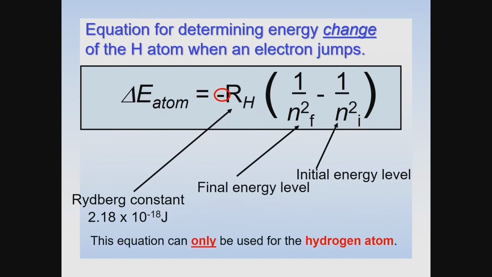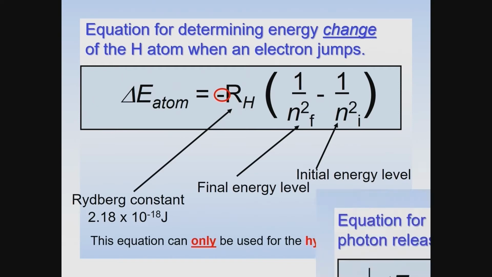You really can only use this equation for the hydrogen atom. This only seems to work well for hydrogen. With other elements, you can get results that are close by changing the Rydberg constant slightly, but you still won't get a perfect match of the data. So this only works really well with the hydrogen atom.